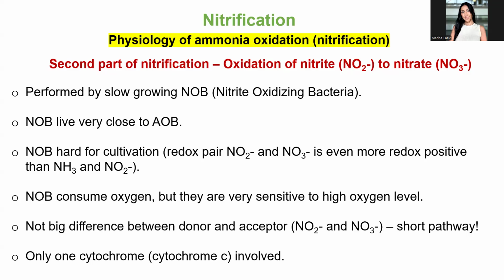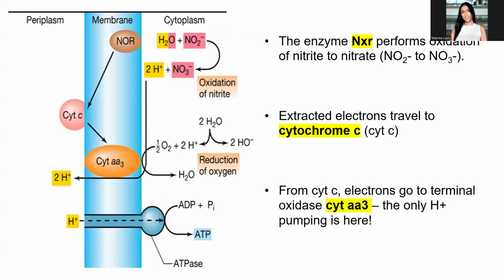So again, the electron transport chain is quite short and there is nothing too special. The only thing you never heard about is this NXR enzyme that oxidizes NO2 minus to NO3 minus, and the electrons that are extracted travel to cytochrome. Cytochrome you already heard about. And from cytochrome, they go to the terminal oxidase, which is cytochrome aa3. Pretty much something that you already heard about.